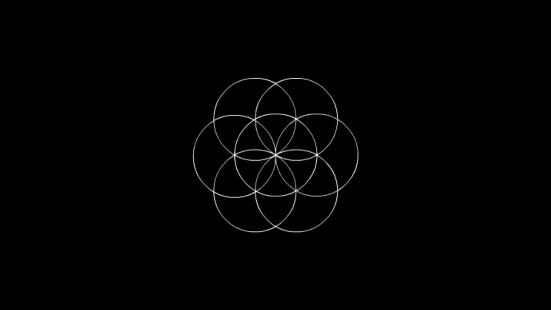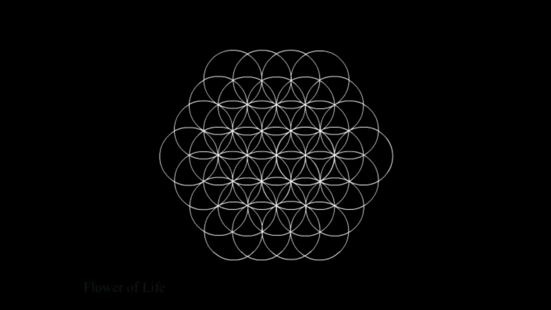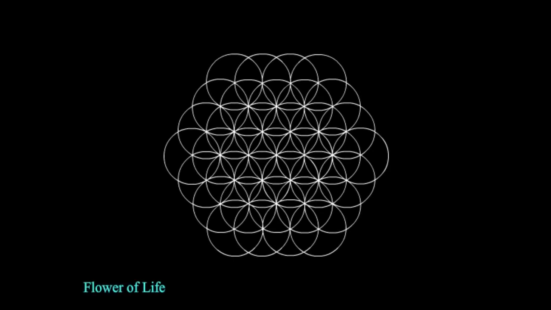So, going back to the 2D perspective, the seed of life. If we were to take and put another layer of circles around the outside in the same way that we did the first time, what we would get is something called the flower of life. The flower of life is a very ancient symbol and is found all over the world in ancient monuments and places of sacred interest everywhere.